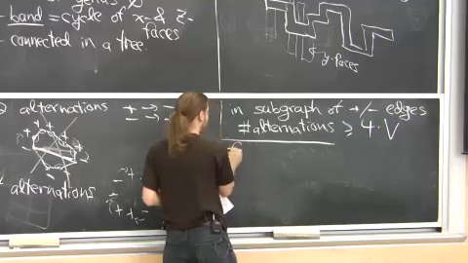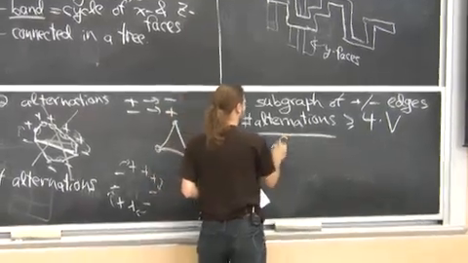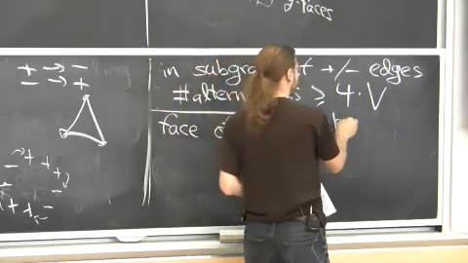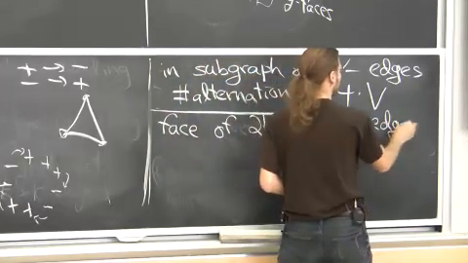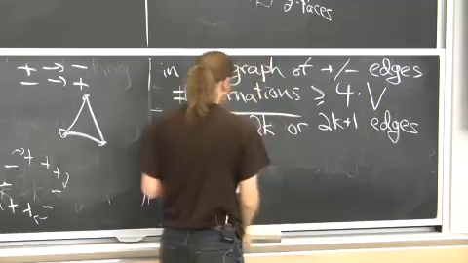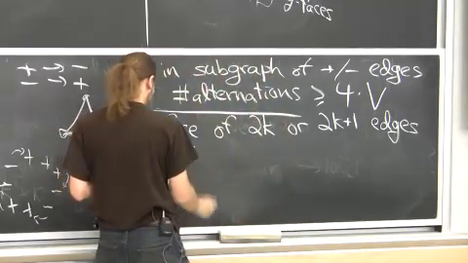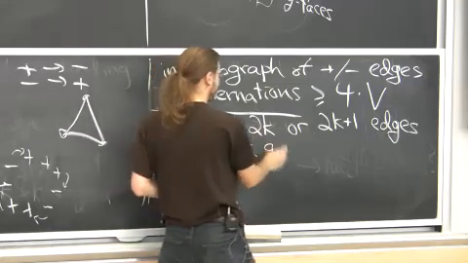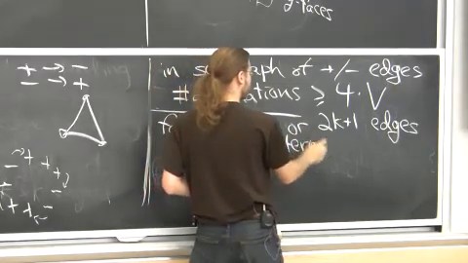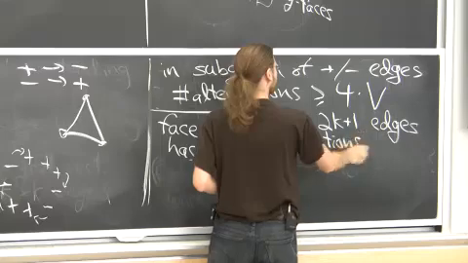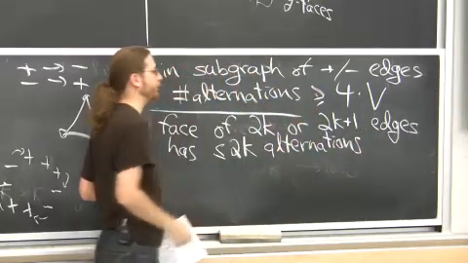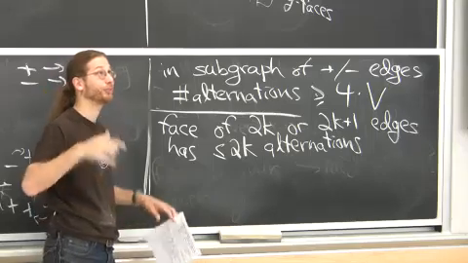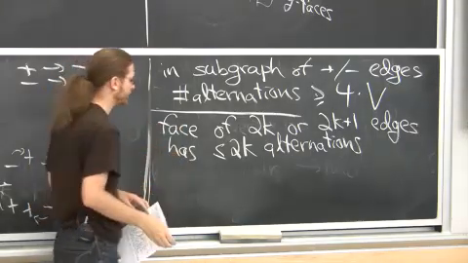All right, if I have a face of 2k or 2k plus 1 edges, then it will have, what is it, at most 2k alternations. So I already have a lower bound on the number of alternations. I'm going to try and prove an upper bound, sandwich it between, and show that actually the upper bound is smaller than the lower bound, and that's a contradiction.